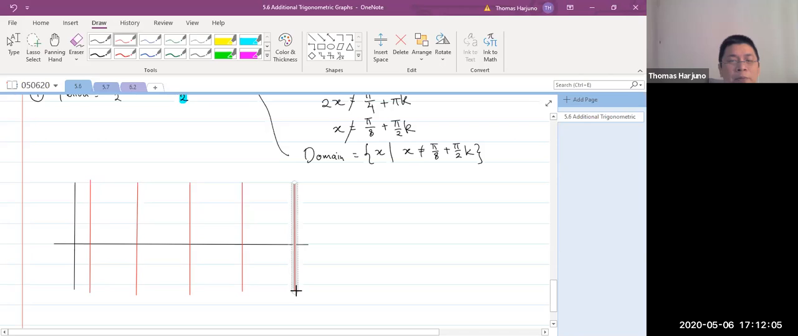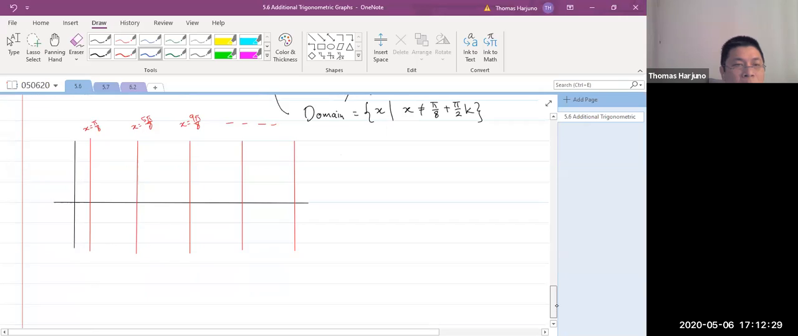Okay, so that gives me the asymptote. This is x equals pi over 8, x equals 5 pi over 8. I add the period pi over 2. x equals 9 pi over 8 and on. Now my tangent graph will look something like, oh, I need to add 3, huh? Yeah, I need to add 3.